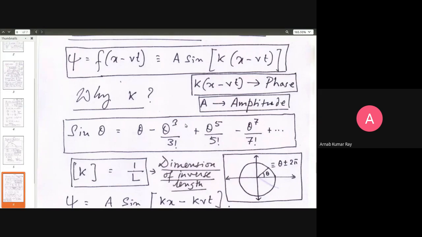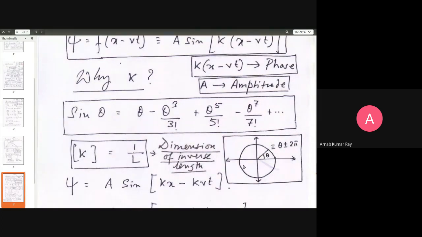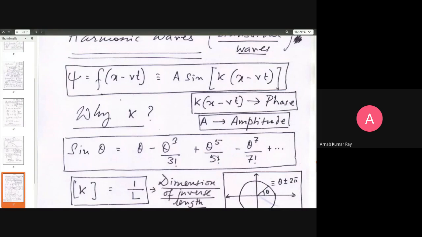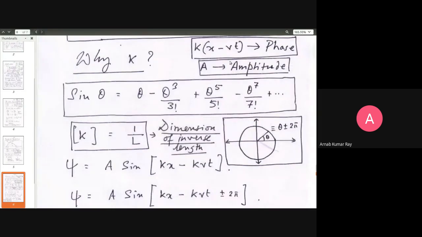It's always very safe if you work with the radian unit. So theta must be dimensionless. But we know here that x minus vt has the dimension of length. Therefore, we can't simply write sin(x − vt). So we have to multiply this by a quantity that has the inverse dimension of length, and that is the dimension of k. k has the inverse dimension of length. Okay. So now we multiply k with everything inside the argument, and we'll get ψ = A sin(kx − kvt).